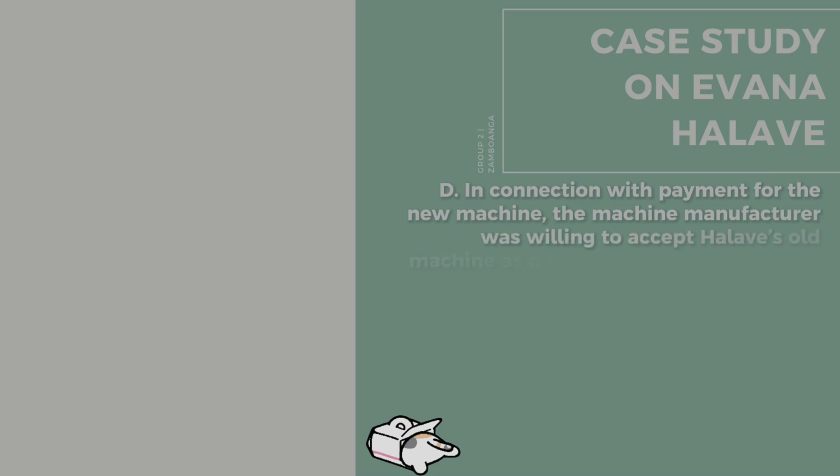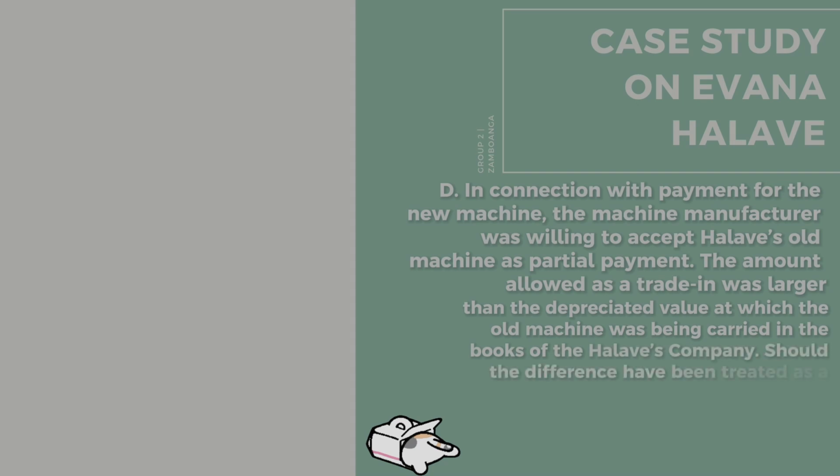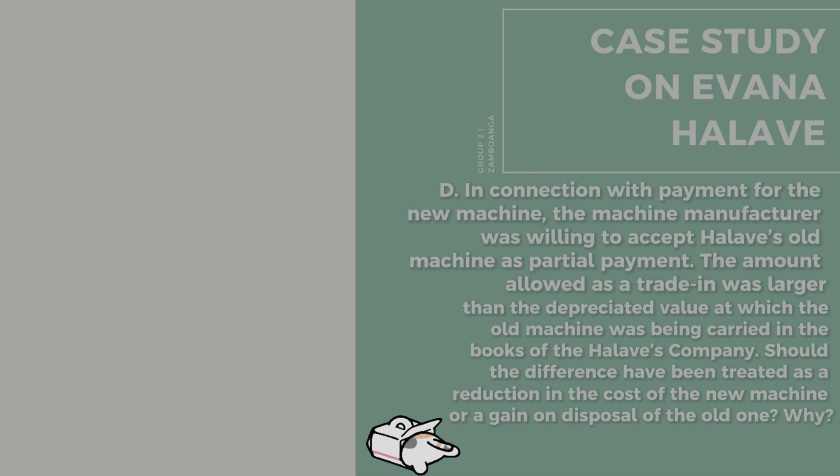In connection with payment for the new machine, the machine manufacturer was willing to accept Halave's old machine as partial payment. The amount allowed as a trade-in was larger than the depreciated value at which the old machine was being carried in the books of Halave's company. Should the difference have been treated as a reduction in the cost of the new machine or a gain on the disposal of the old one, and why?